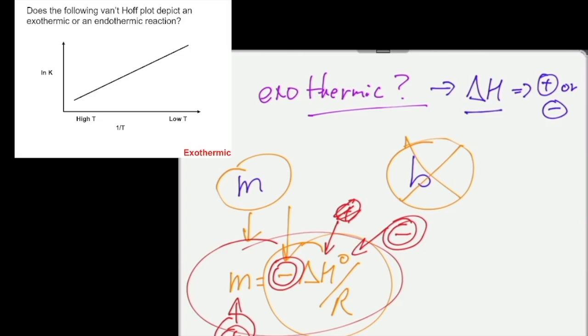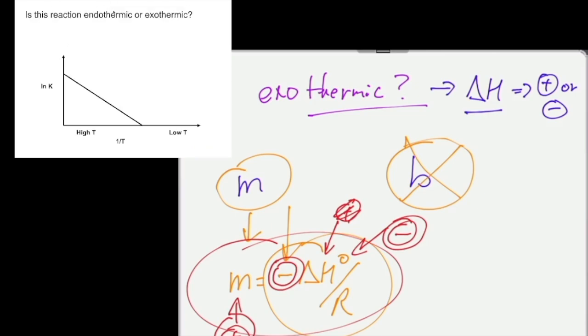Very good. What about this one? Endothermic or exothermic? Yeah, slope is negative, therefore delta H must be positive. Right, this is an endothermic plot. What about this one? Entropy, based on what I gave you here. Is the entropy positive or negative for this reaction?